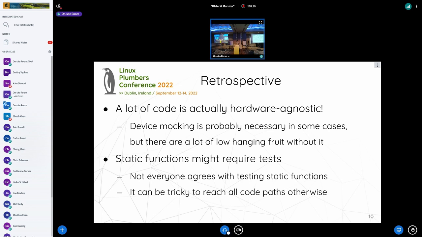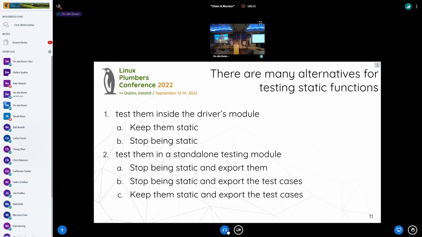And the thing that I came here to discuss was that there's actually a lot of functions that are static that might require tests. And it's really tricky to reach every code path without actually testing the static functions. KUnit has support for writing tests for static functions, but if you don't agree we should test static functions, we could of course expose them as global.